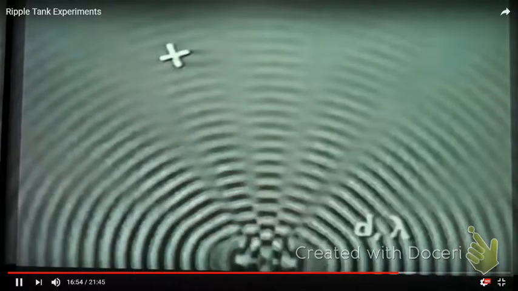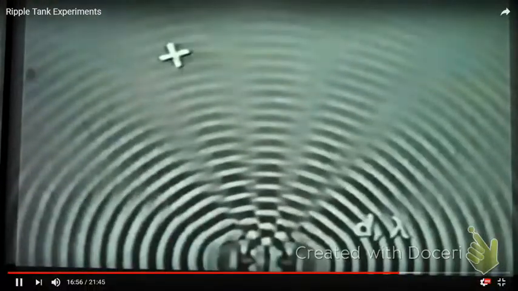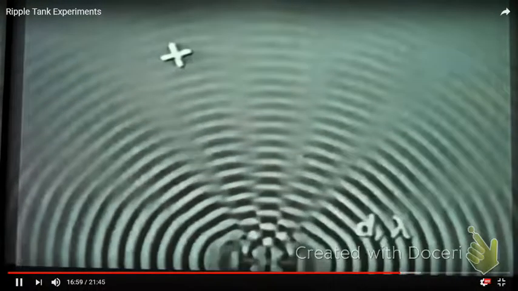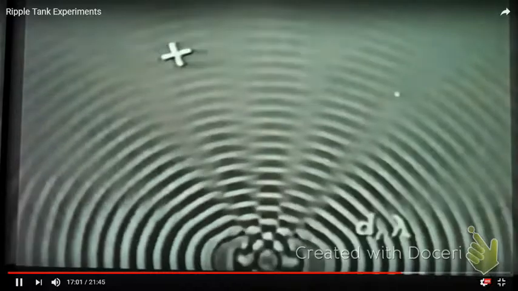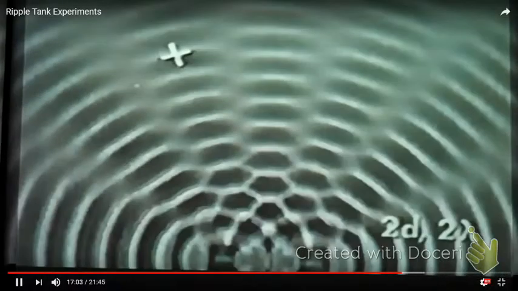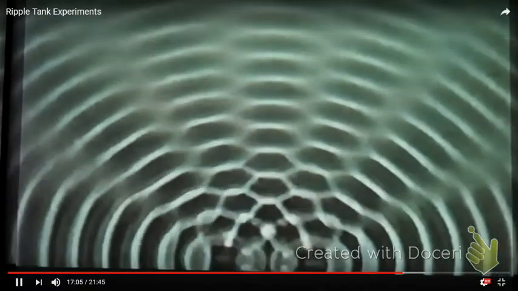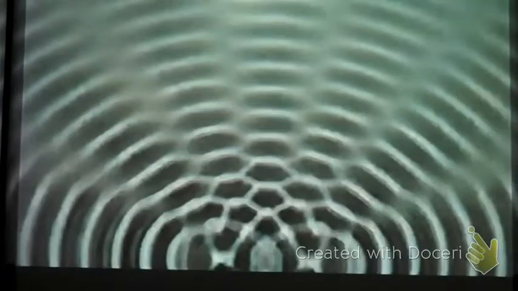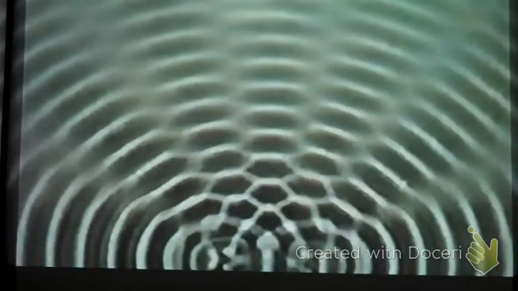So very clearly, you can stand here and you will hear loudness. You can stand there and you'll hear quiet. You can stand there and you hear loudness. You can stand there and you hear quiet. So what's going on is the path difference, because these guys are in phase.